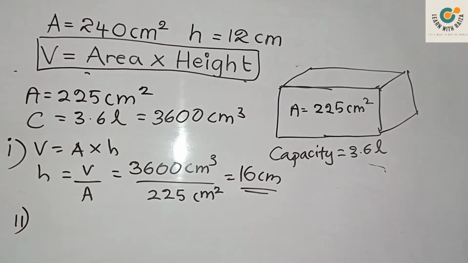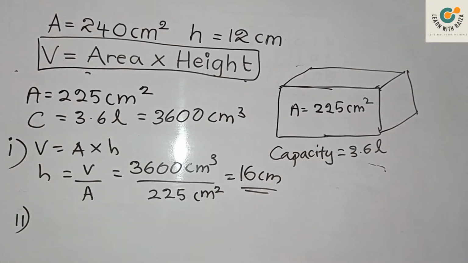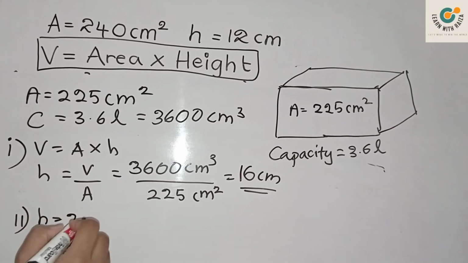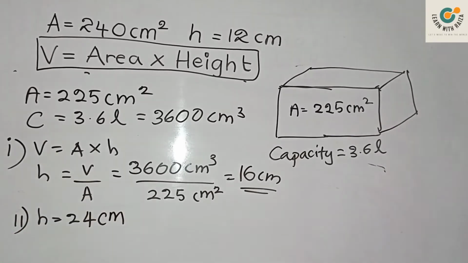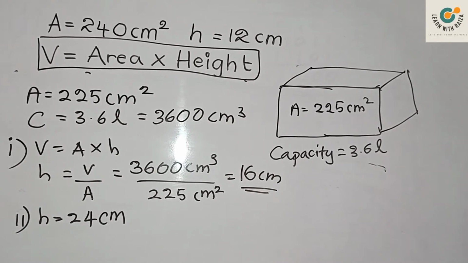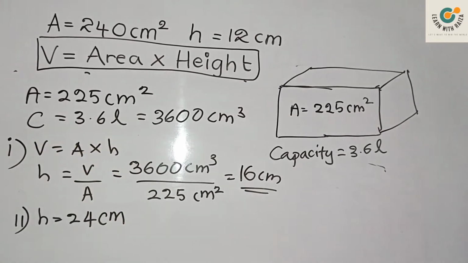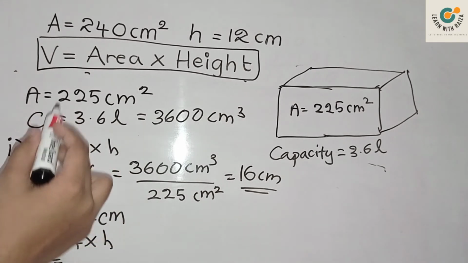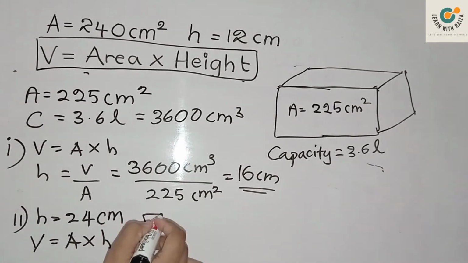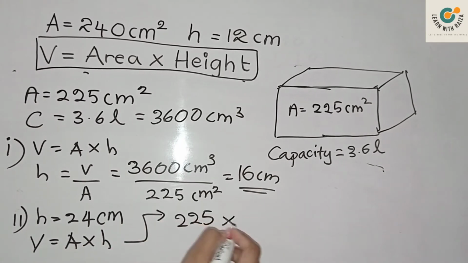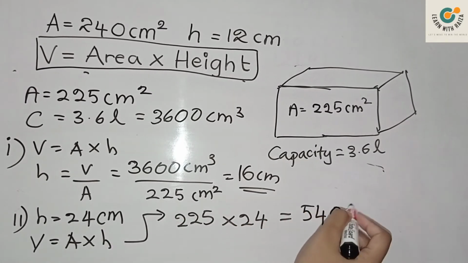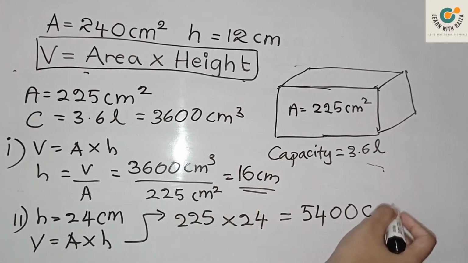And Roman number 2 says that the height of the container is 24 centimeters, and we have to prove that the water filled is 2/3 of its capacity. Let's see how to do this. First we have to find the volume: area multiplied by height. Area is given as 225, so 225 multiplied by 24 gives 5400, and the unit is cubic centimeters.